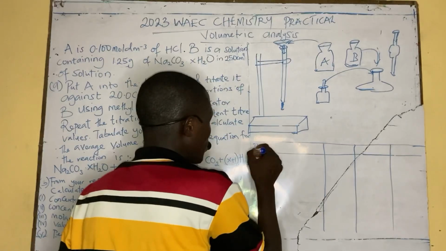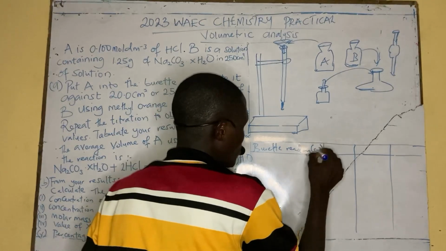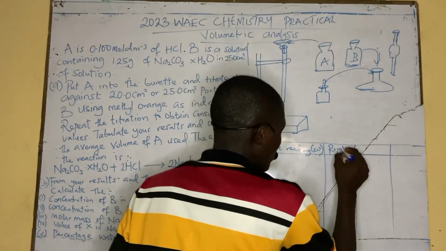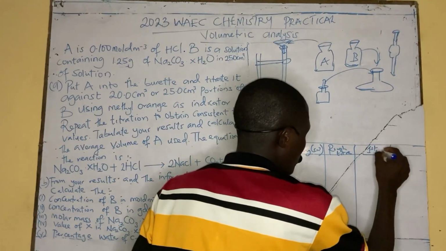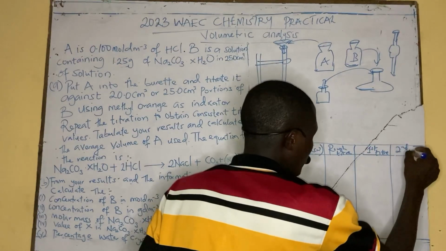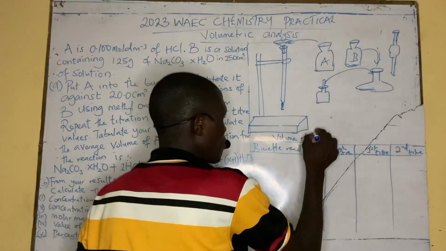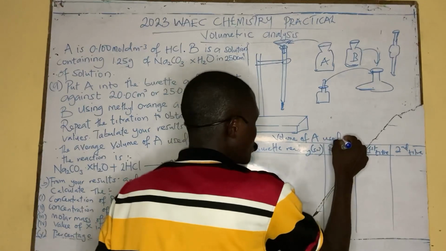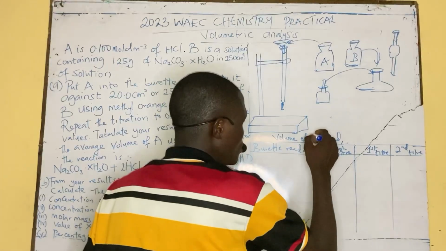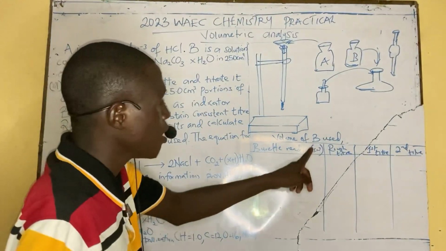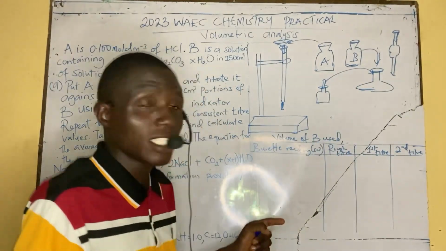So we have the burette reading in centimeter cube. We have the rough titer value, the first titer, and the second titer value. Now the first thing you need to do here is to record the volume of A used, the volume of B used. And the volume of B used is the same as the volume of the pipette.